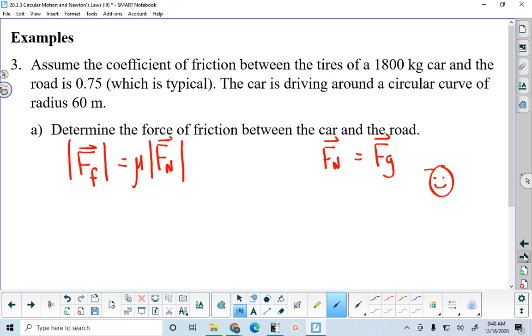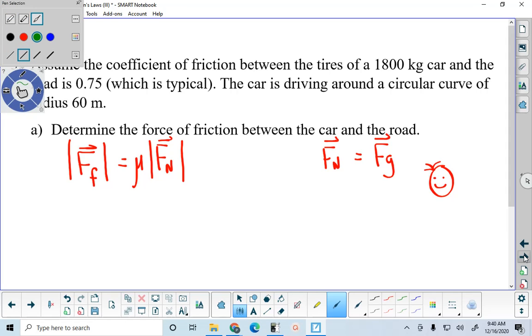This is what we had to do in the last unit whenever we had a question where we wanted to find the force of friction. We had to determine first how to find the normal force.